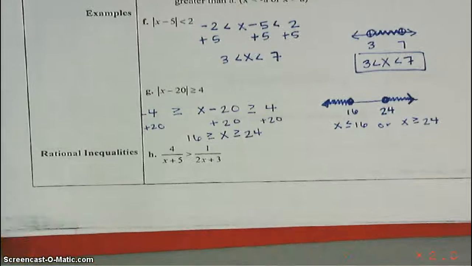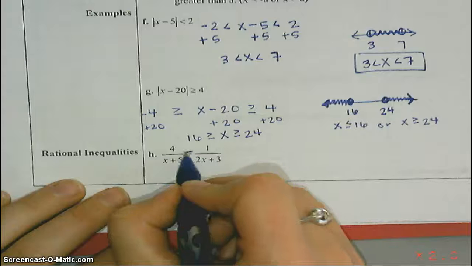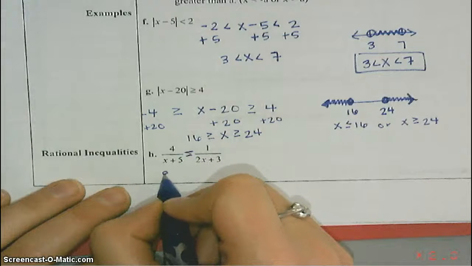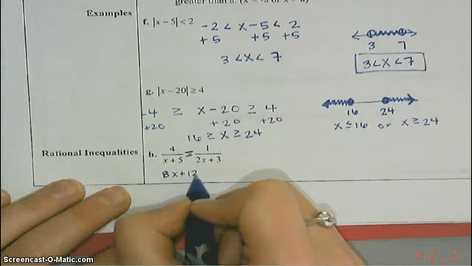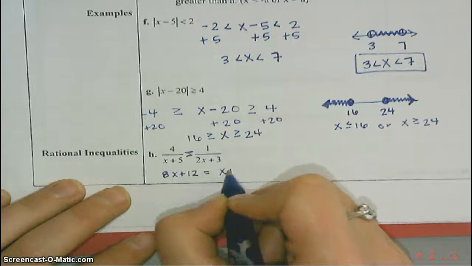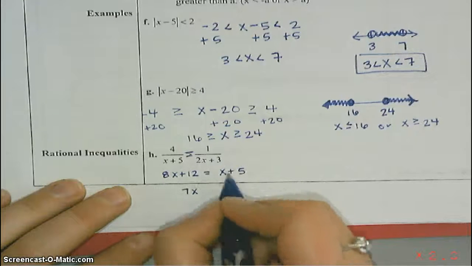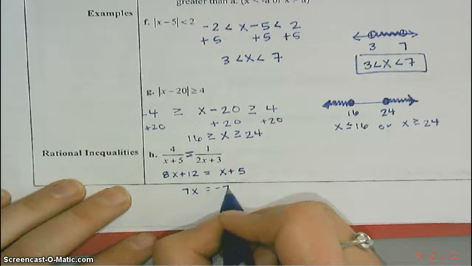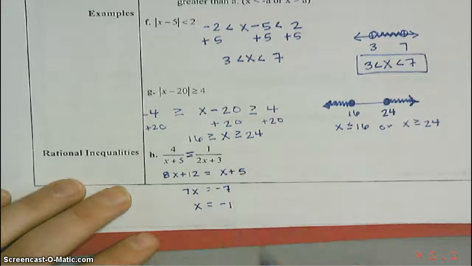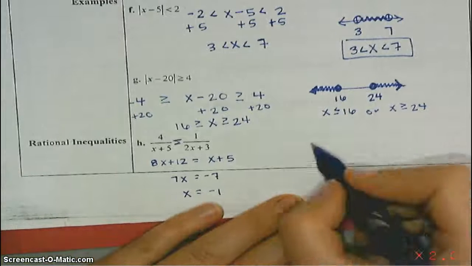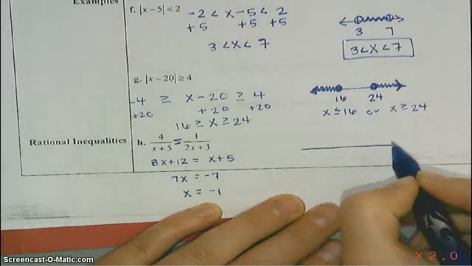This last rational inequality that we're going to do, what I would say is just make this an equal sign, and then you can cross multiply. So you're going to get 8x plus 12 is equal to x plus 5. Subtract x over, and subtract 12 over, and divide by 7. So you get this value that x is equal to -1, but I don't really know if my values are going to be bigger than or less than that value.